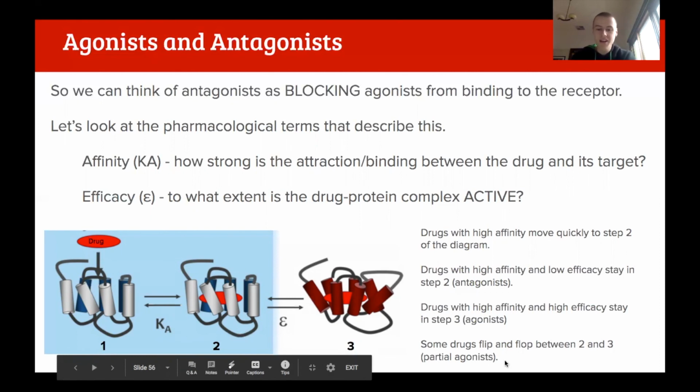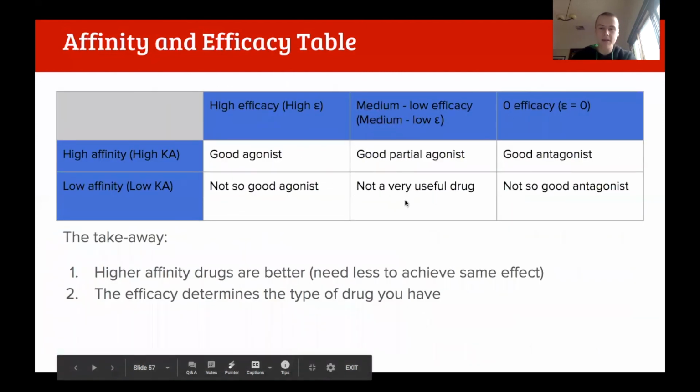Now, it's worth noting there's another class of drugs called partial agonists. And what these guys basically do is they flip and flop a bit, even Steven, between stages 2 and 3. So they spend a little bit of time as an agonist and a little bit of time as an antagonist. Here's a little table that summarizes this.